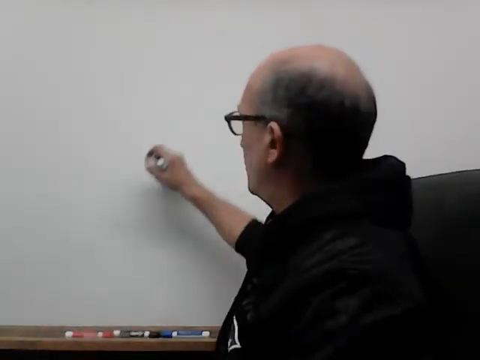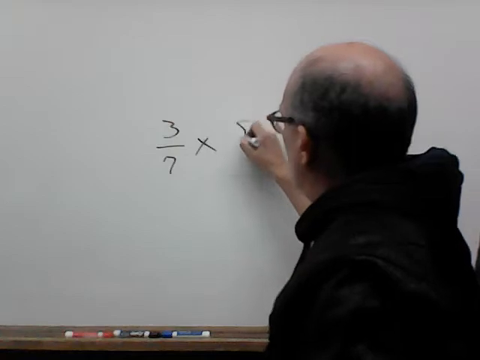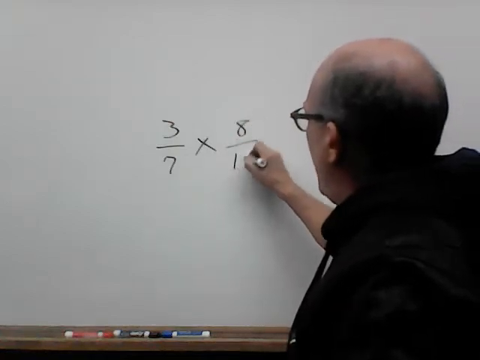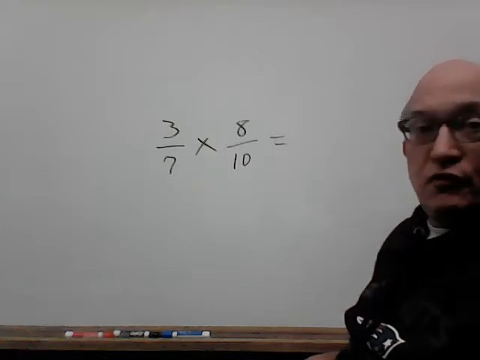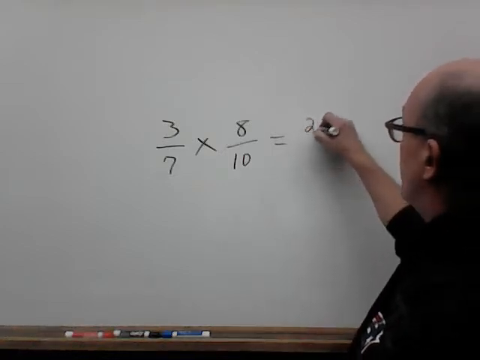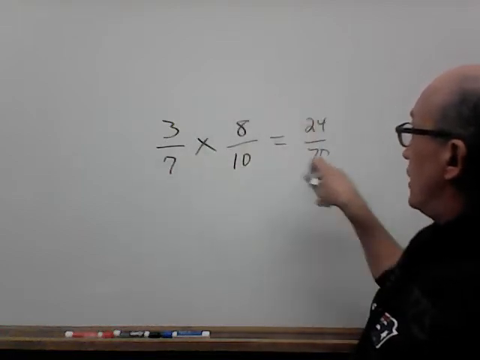Explaining why fraction multiplication works the way it does takes a little time. But the how is very simple. It's a great irony. It's very easy to multiply two fractions. For example, 3/7 times 8/10 is 24/70. 3 times 8 is 24, 7 times 10 is 70.